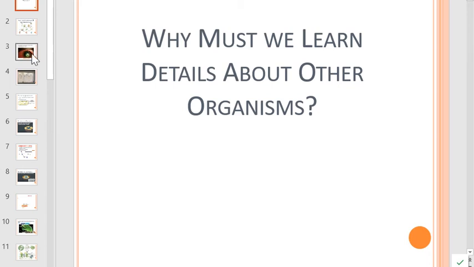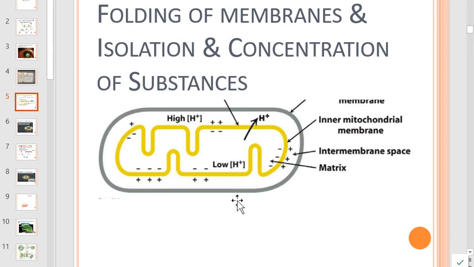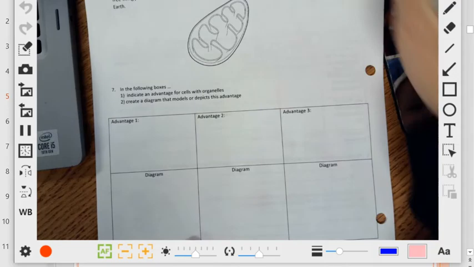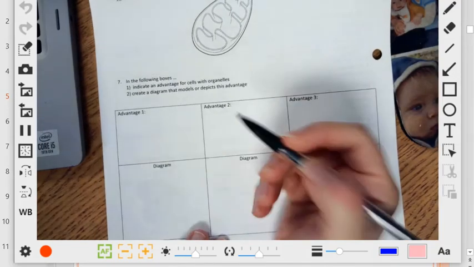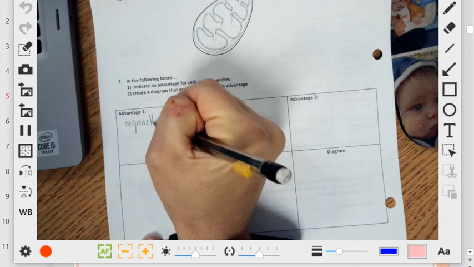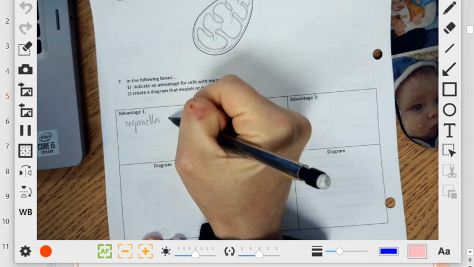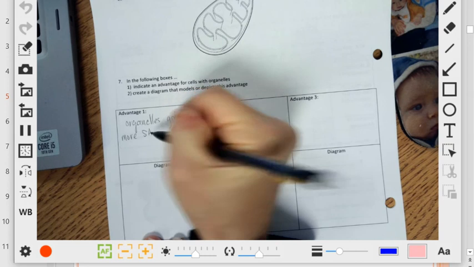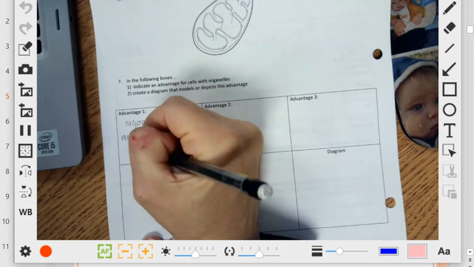All right, so speaking of the fact that we have organelles and they don't, let's talk about the advantages of organelles. And this whole slide kind of sums that up for you. It's the fact that we have organelles gives us more surface area for reactions to take place. Okay, so one advantage is organelles give more surface area, I'm going to put SA, for reactions to take place.